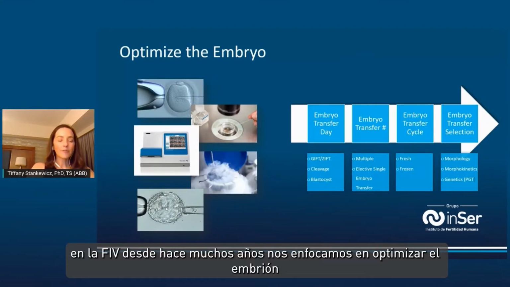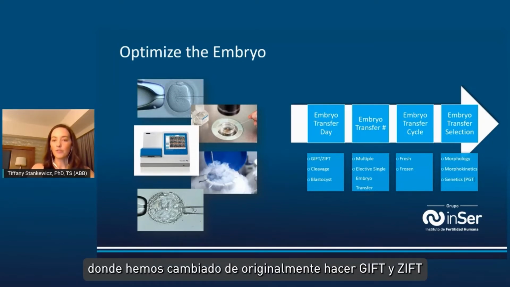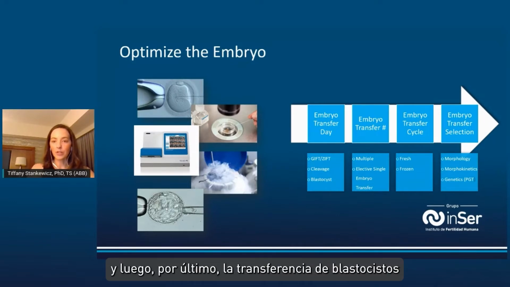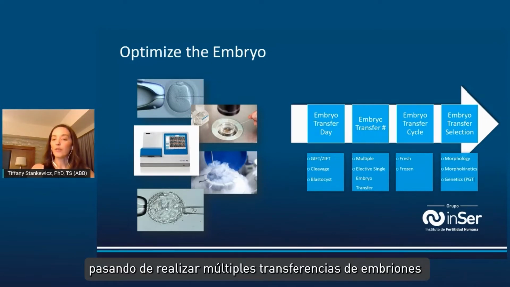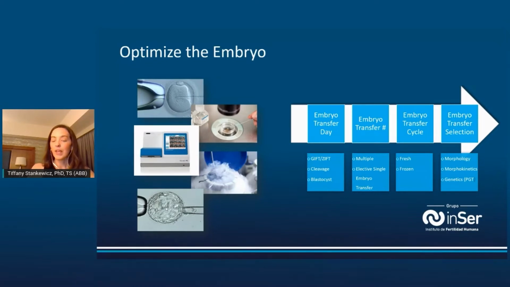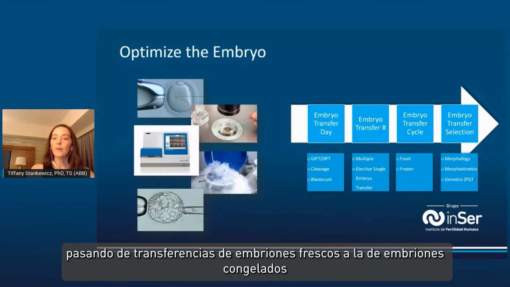Now, in IVF, for many years, we focused on optimizing the embryo. And this is proven with embryo transfer day, where we've changed from early IVF doing GIFT and ZIFT to cleavage stage embryo transfer, and then lastly, blastocyst embryo transfer. We've optimized the number of embryos we transfer at a time, going from multiple embryo transfers to now elective single embryo transfer. Even the type of embryo transfer cycle has evolved, going from fresh embryo to frozen embryo transfers.